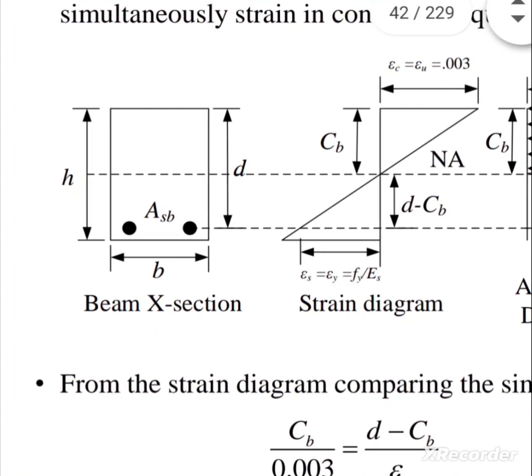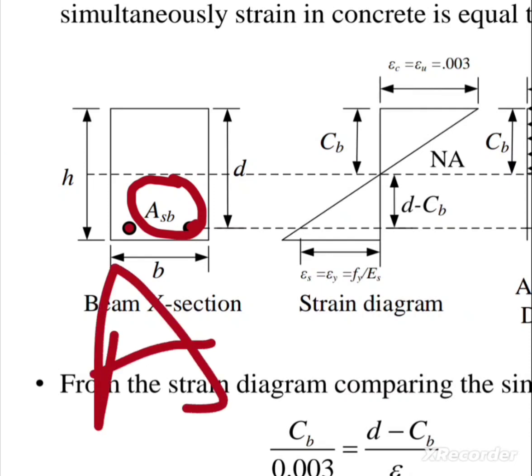We also provide steel in a beam. If we zoom in on this beam, there will be steel in the lower fiber. In the upper fiber there will be no steel. We assume this general diagram, since we will only derive a few formulas, so we only take steel in the lower fiber. The area of this steel is denoted by Asb. A means area, subscript s means steel, and subscript b means balanced, for the balanced condition.